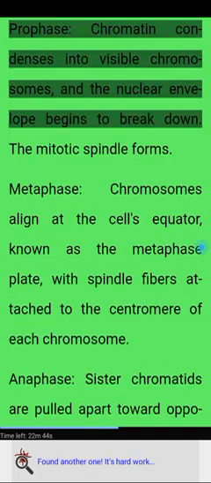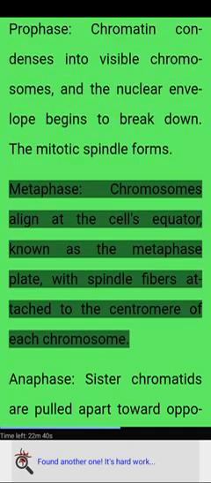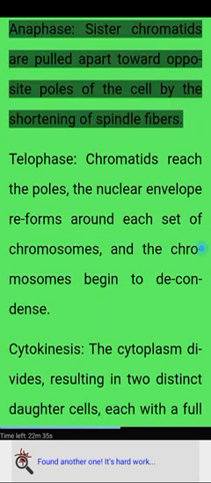Phases of mitosis. Prophase. Chromatin condenses into visible chromosomes, and the nuclear envelope begins to break down. The mitotic spindle forms. Metaphase. Chromosomes align at the cell's equator, known as the metaphase plate, with spindle fibers attached to the centromere of each chromosome. Anaphase. Sister chromatids are pulled apart toward opposite poles of the cell by the shortening of spindle fibers.